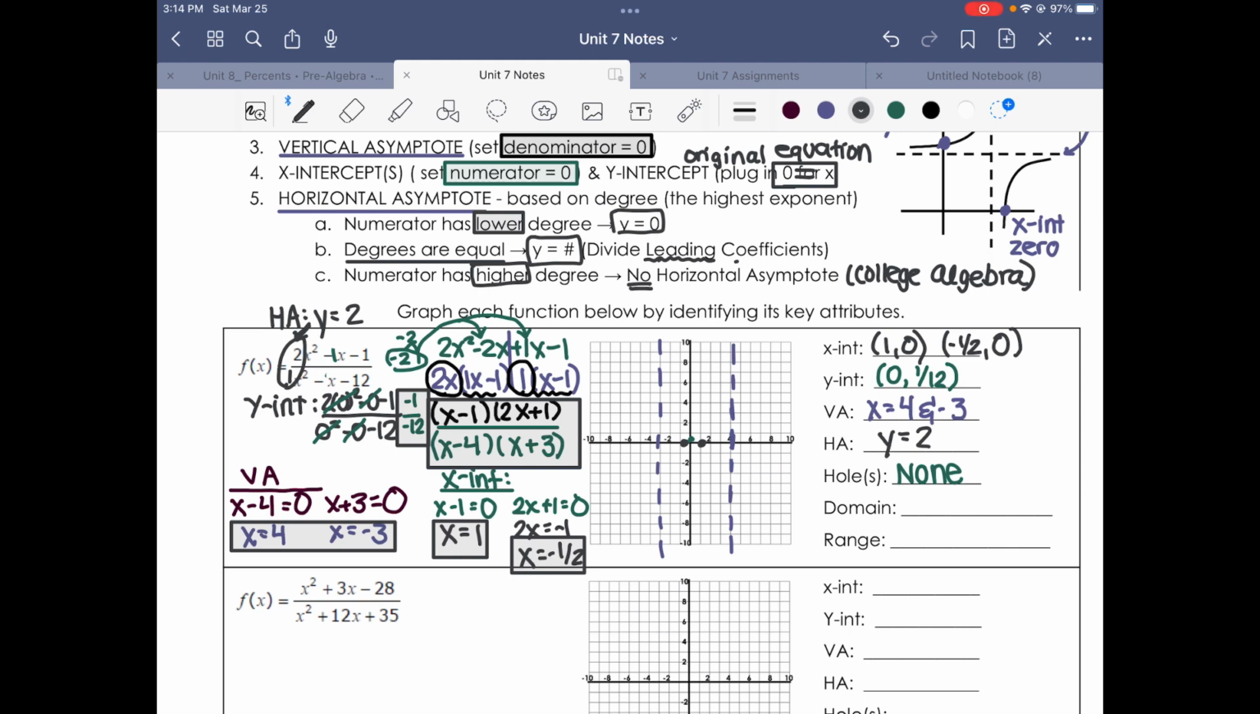Okay, so our horizontal asymptote was at y equals 2, so we need to draw a horizontal line up 2. And that kind of guides my line here in the middle, like this.